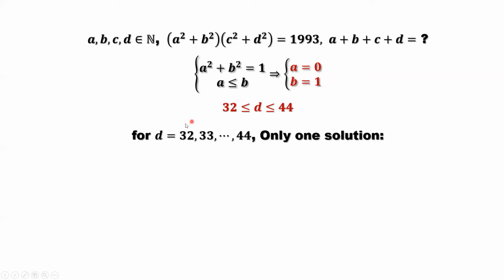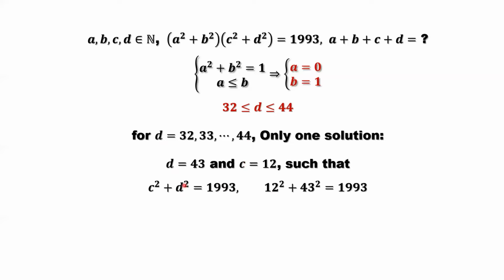So in summary, we find the range, the lower bound and the upper bound for d. d equals 32, 33, until 44. Only one solution satisfies the equation. d equals 43. Then solve this equation, and you will find c equals 12. Plug in 43 here, and you can find c.